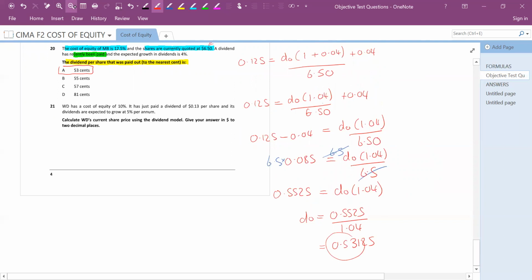So cost of equity, a very technical topic, but one where there is a formula given to us in the actual exam, which can be very handy. I hope you found that useful, and I also hope that you practice and practice and practice some more.